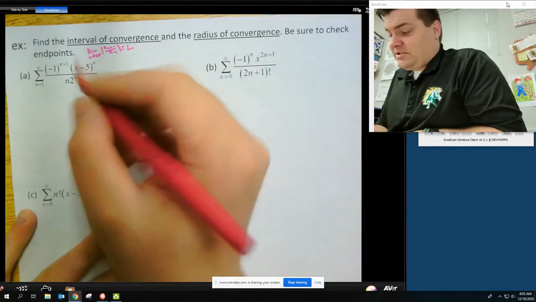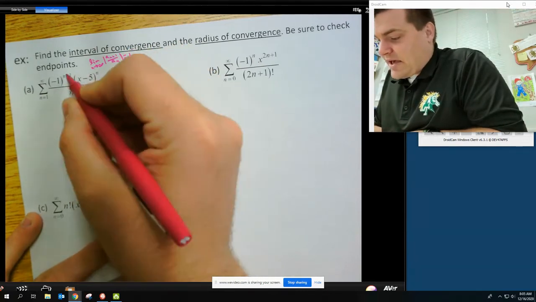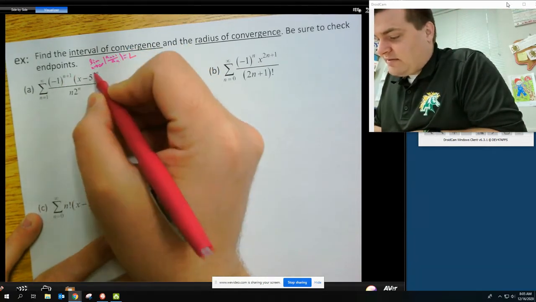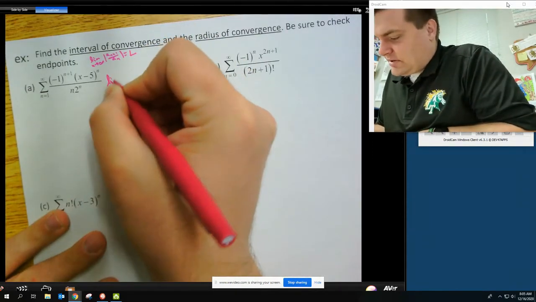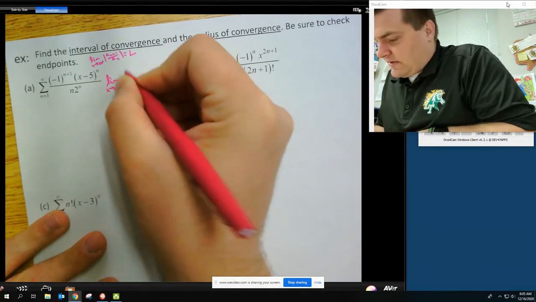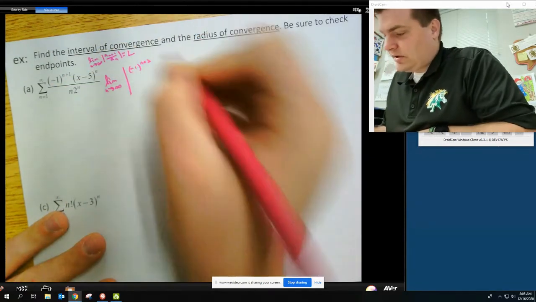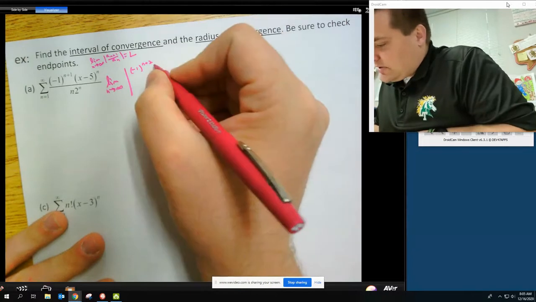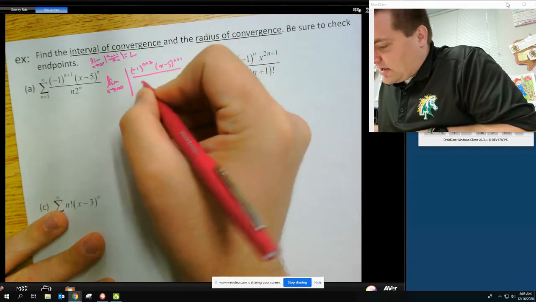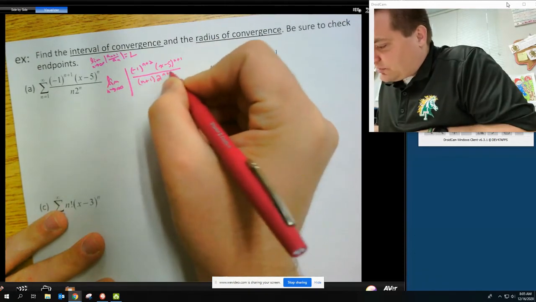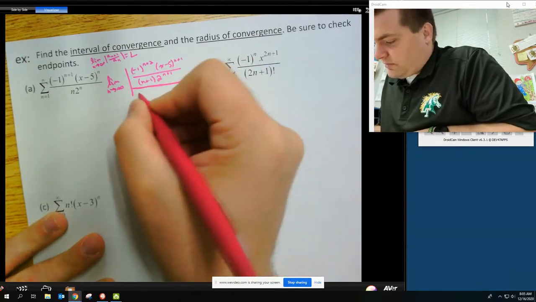If we're looking at a sub n plus 1, all we're going to do is just add an n plus 1 to each n value here. It's got quite a few. So we're going to find the limit as n approaches infinity of negative 1 to the n plus 1 plus 1, so n plus 2, because again I'm doing the next term, times x minus 5 to the n plus 1, all over n plus 1 times 2 to the n plus 1. And it's all going to be divided by the original here.